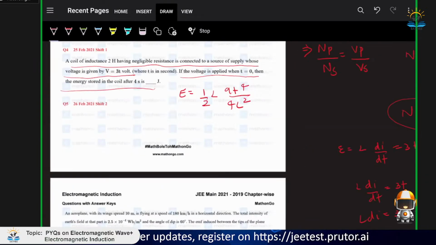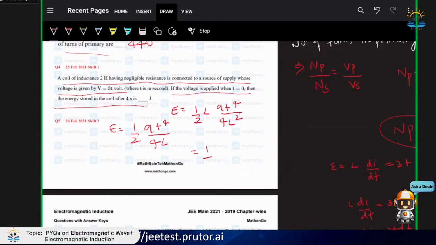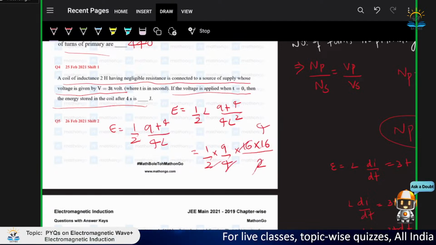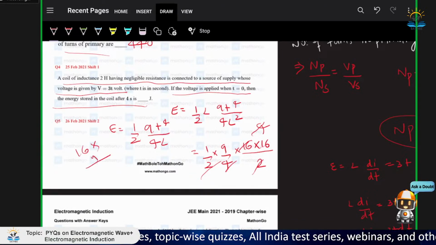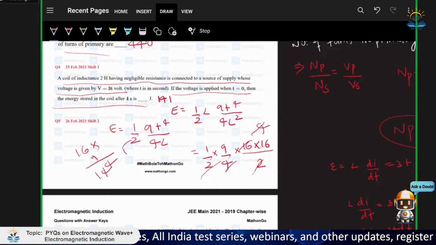One more thing, L will cancel, right? So 9t raised to 4 by 4L. Give the values: half into 9 by 4. T square is how much? 4 seconds, so t raised to 4 is 4 into 4 into 4 into 4. L is 2. Correct. Here the last 4 cancel, so 16 into 9. 16 into 9 is how much? 144. Answer will be 144. Okay, yeah. Moving to next question.